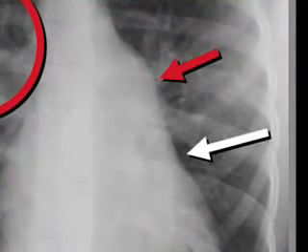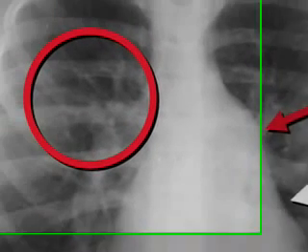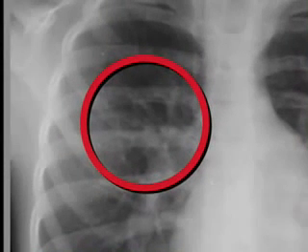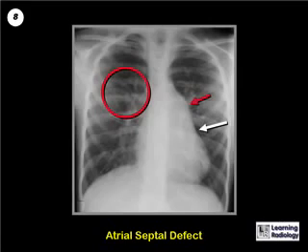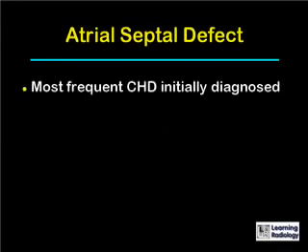The red arrow is pointing to an enlarged main pulmonary artery. The white arrow is pointing to the fact that the left atrium is not enlarged in this patient, and the red circle is indicating that the vasculature is increased. In a young adult with increased pulmonary vasculature, but an absence of enlargement of the left atrium, atrial septal defect should be considered. Atrial septal defects are the most frequent congenital heart disease initially diagnosed as an adult.